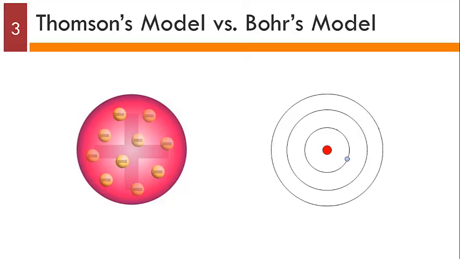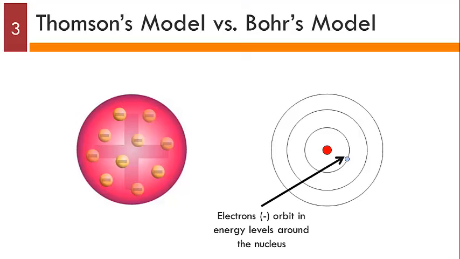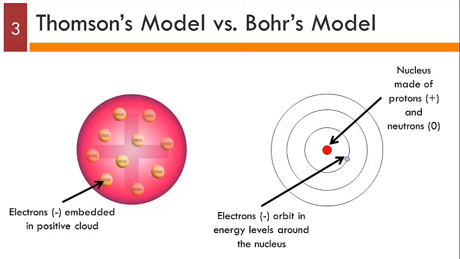Compare Thomson's plum pudding model to Bohr's model of the atom. So, in the Bohr model of the atom, electrons are orbiting in energy levels around the nucleus. In the Thomson model, the electrons are simply embedded and static in a positive cloud. The nucleus is made up of protons and neutrons. And in the Thomson model, the positive charge is just distributed as a cloud.